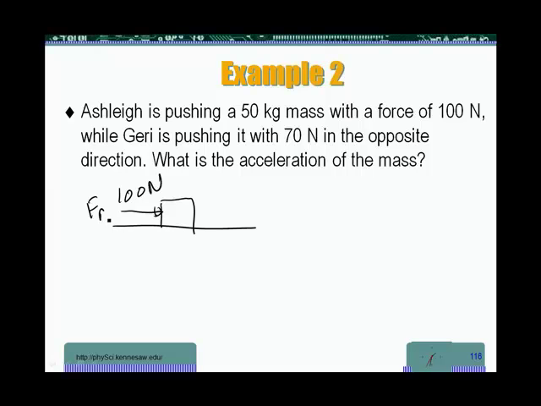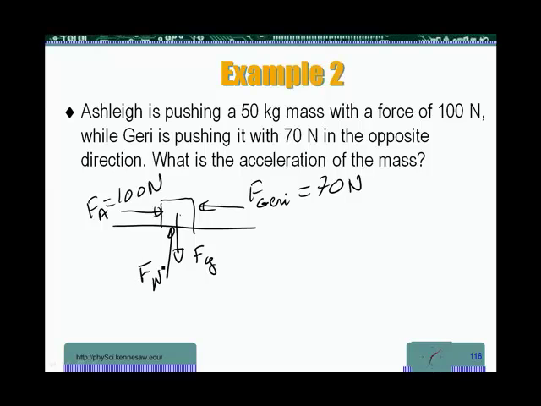So F Ashley is 100 newtons, and then Jerry is pushing it this way. Let me write the full Jerry so we'll not confuse it with the gravitational force, 70 newtons, and then of course we have the gravitational force Fg, which we can find. We don't need to find it in here, but m times g, and we have the normal force.